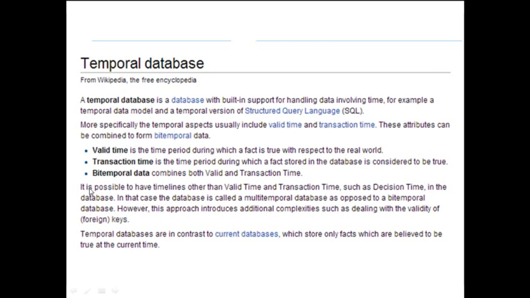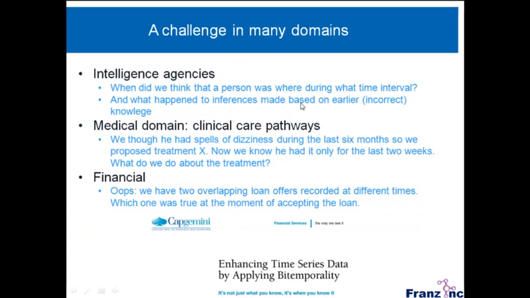Yeah? So this is a little bit abstract, so let's look at where this is important. Well, it's important in intelligence agencies. When did we think that a person was where, during what time interval? And what happened to inferences made based on earlier incorrect knowledge? So this is one area where this is important.